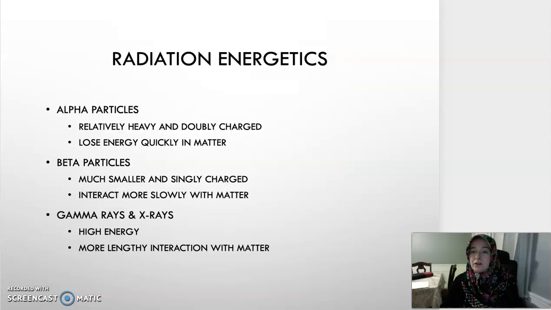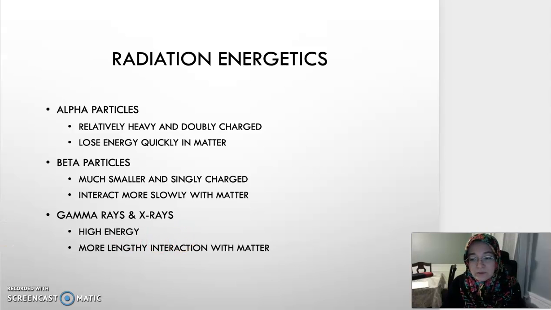Next one, radiation energetics. Alpha particles are relatively heavy and doubly charged, and lose energy quickly in matter. Beta particles are much smaller and singly charged, and interact more slowly with matter. Gamma and X-rays have high energy and a longer interaction with matter. So what does it mean? This is information on how to protect yourself.